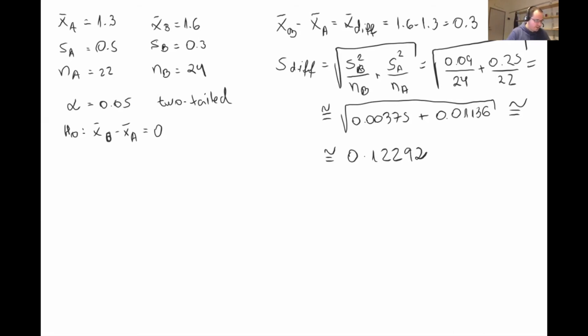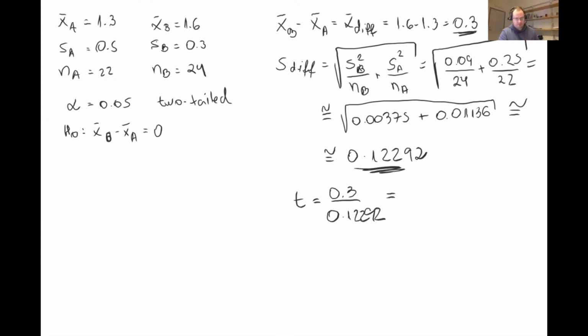Great. Now we have the basic information here. We have our observed value and we have the standard error. Now the next thing I'm going to compute is the actual t statistic, right? The t statistic, as we saw before, is like taking our observed value and putting it into the sampling distribution, which is 0.3 divided by 0.12292.